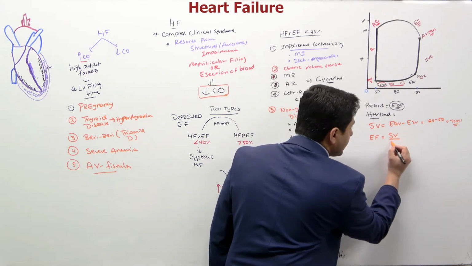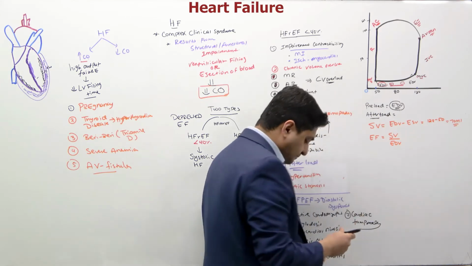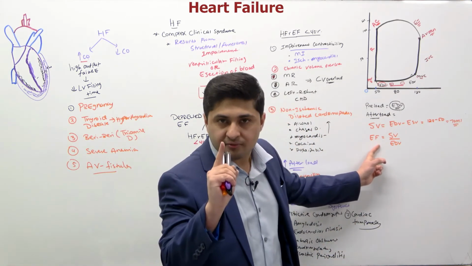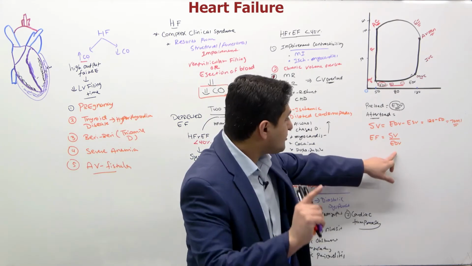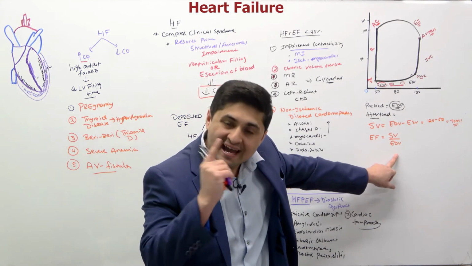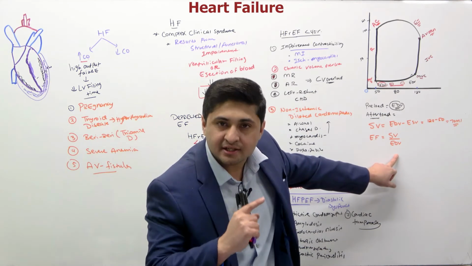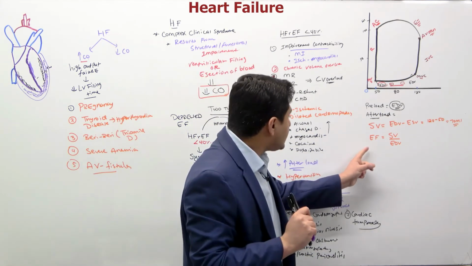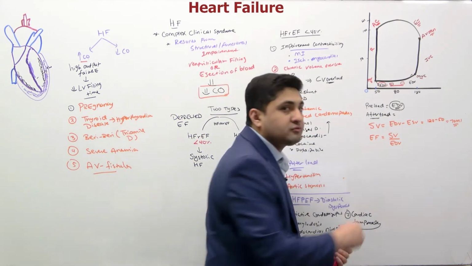It's stroke volume divided by end-diastolic volume. This is what ejection fraction is: the fraction of the end-diastolic volume that gets ejected per systole. That is what ejection fraction means, okay? Ejection fraction is directly proportional to your stroke volume.